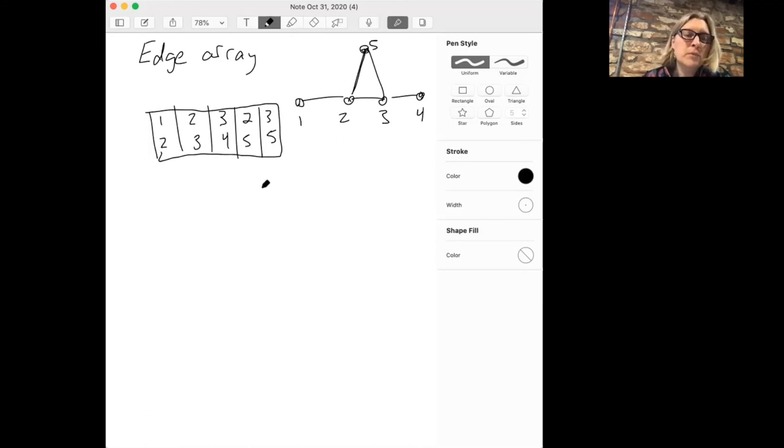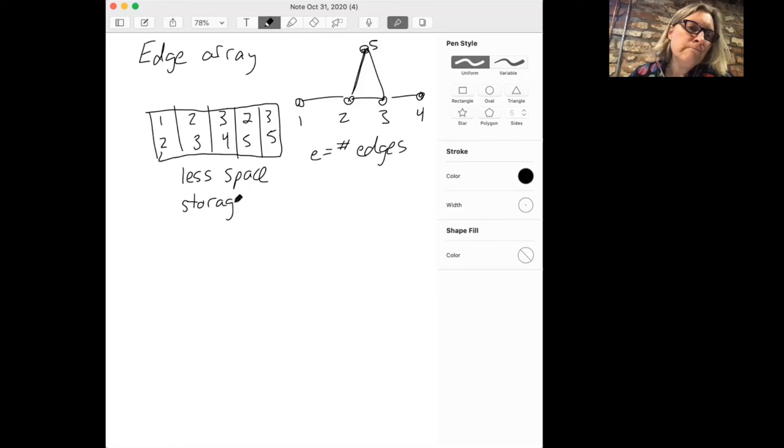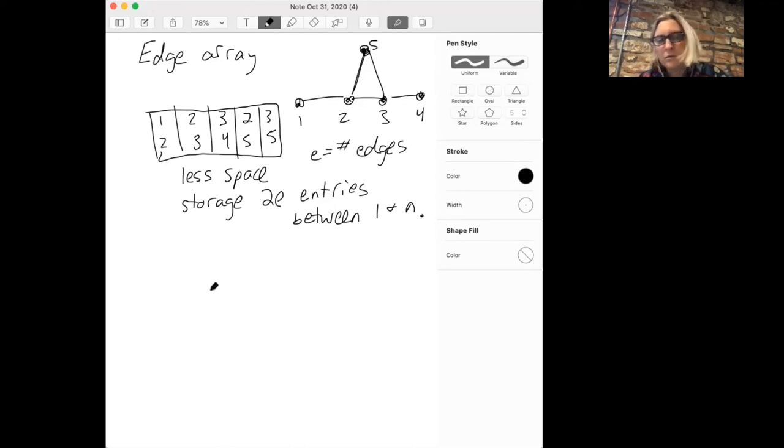Again, we had to label the graph. So one advantage of this method is that it really takes up less space, especially if your graph has very few edges. So if E is the number of edges, then we really just need to keep track of 2E entries. And now the entries are numbers between 1 and N. I think in the textbook it says between 0 and N minus 1. I maybe should have started labeling my graphs with going from 0 to 4 instead of from 1 to 5. Okay, so that's another storage structure. This one is a little bit harder to edit, and so that's a bit of a drawback.